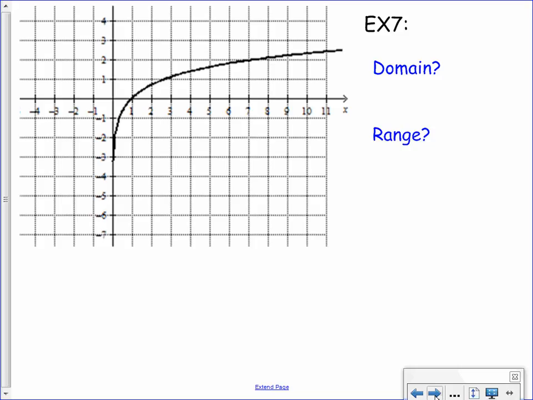All right, so check this out. Let's go with domain. Is there an x in every spot? Here's the deal: the tail is coming closer, but not touching. The closest it gets is 0, but will it ever hit 0? No. So from 0, is there any graph to the left? Heavens no. All the graph is to the right of that. So the domain is x is greater than 0.